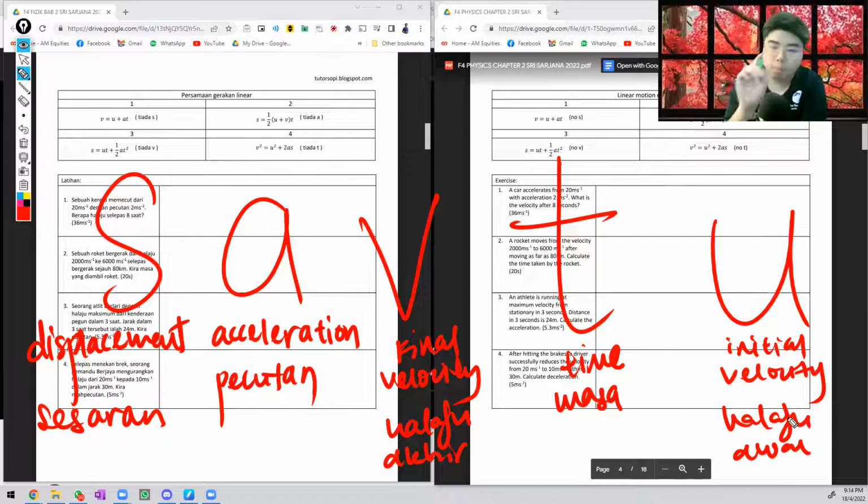All right. So the moment you see the question, you see it is a chapter 2 question, immediately: S equals, A equals, V equals, T equals, U equals. Before you start reading, please write it on the side first. This is something that not many teachers would tell the students to do, but for me, it's a must. It's a must. Few reasons.